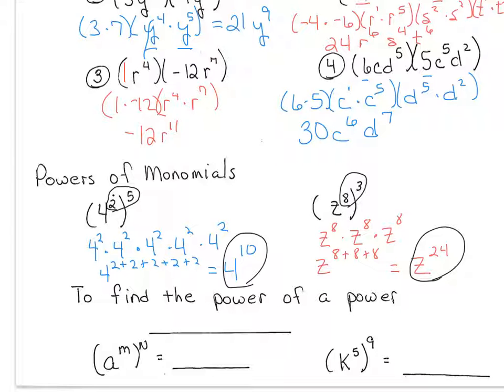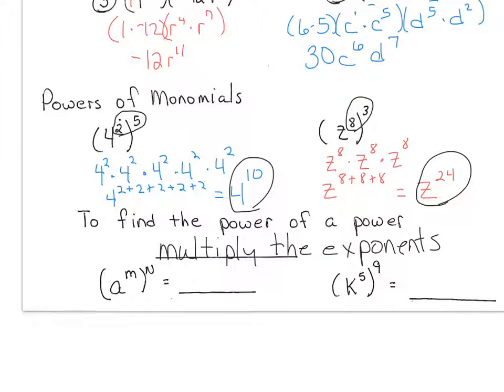So to find the power of a power, we multiply the exponents. Now you need to be sure you're taking notes because you can use your notes on a test. We multiply the exponents. So a to the m raised to the n becomes a to the m times n. And k to the 5th raised to the 9th becomes k to the 5 times 9, or k to the 45th power. Notice we multiply those exponents together.